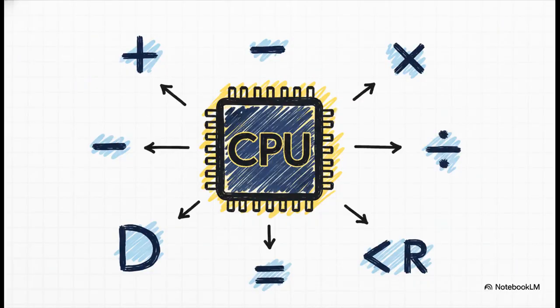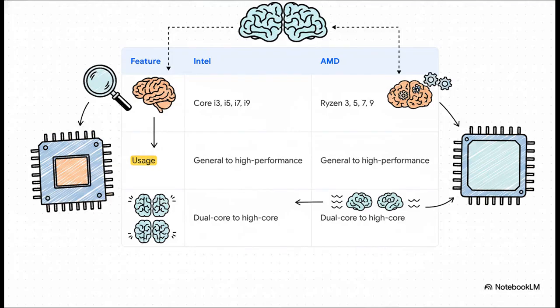Its job is to do pretty much all the heavy lifting. The CPU is the workhorse. It performs all the math, all the comparisons, all the logic that's needed to run your operating system and every single app you use. It's the master calculator. I'm sure you've heard of the big names that build these brains, right? Companies like Intel and AMD.